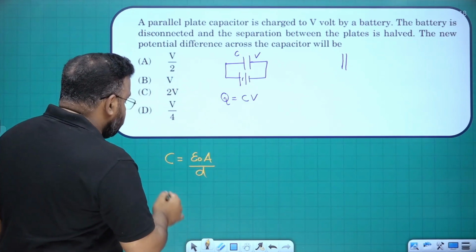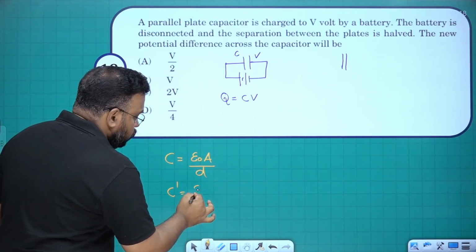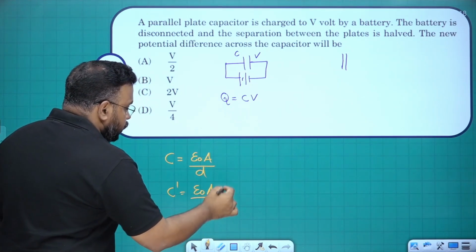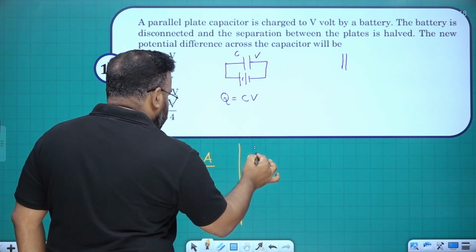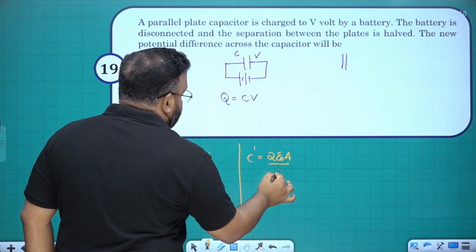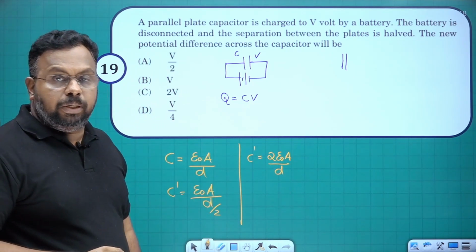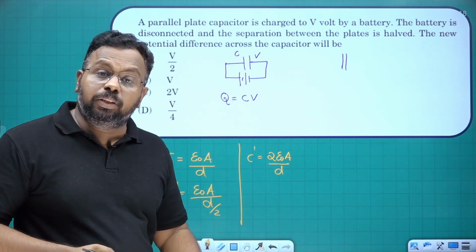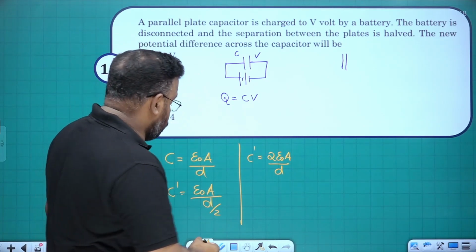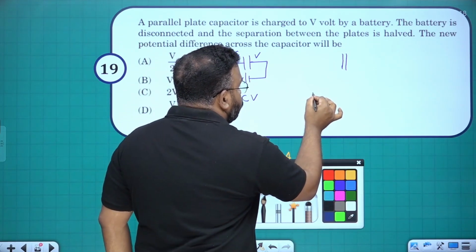Got it? So plate separation is half. New capacitance C dash is equal to epsilon naught A by half, this means D by 2. So we get C dash is equal to 2 into epsilon naught A by D. This is the new capacitance. And what are they asking? The new potential difference. So V dash, that's what we need to find.